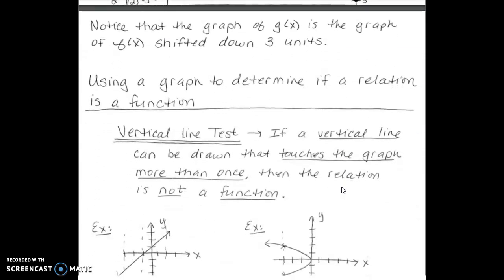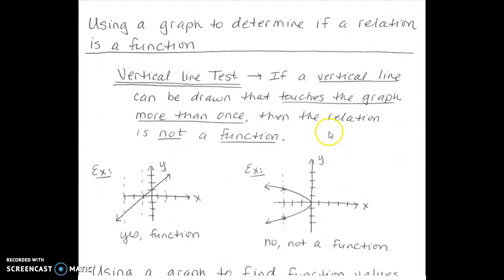All right, next we'd like to be able to use a graph to determine whether or not we have a function. And to do that, we use what we call the vertical line test. You may have seen this before if you've learned about functions in a previous course. The vertical line test says if a vertical line can be drawn that touches the graph more than once, then the relation is not a function.